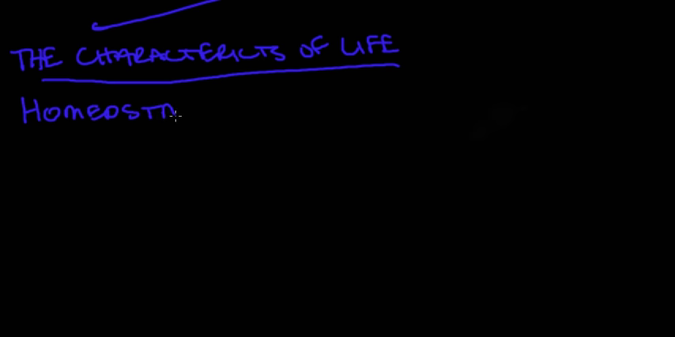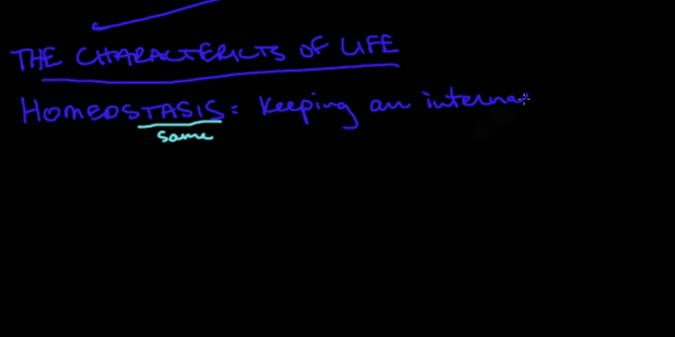And this is a word that you may know, you may not know. We're just going to break this down a little bit. So if you know the word stasis or static, that means same. And so all that homeostasis means is keeping an internal balance. So all living things are able to do this. They're all able to maintain some kind of internal environment.